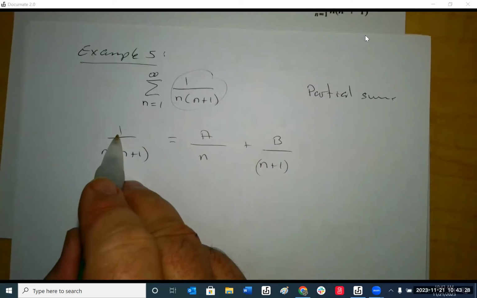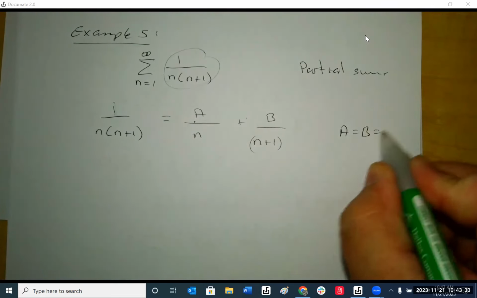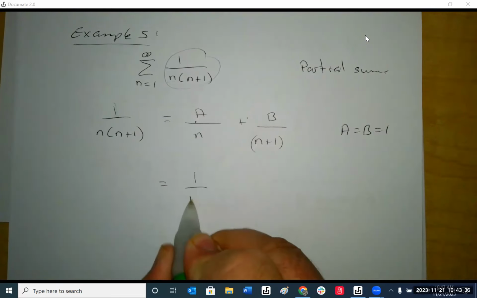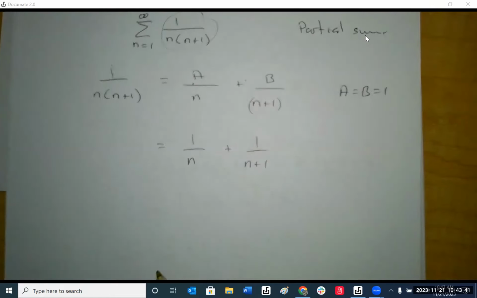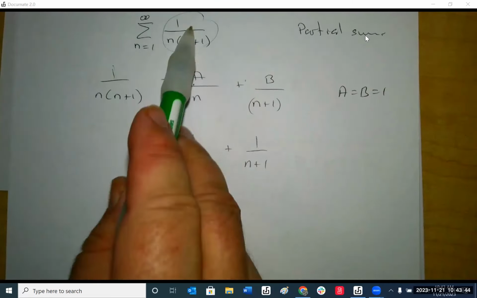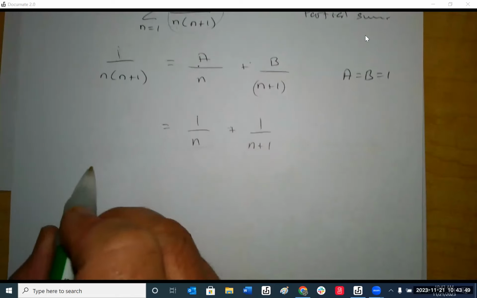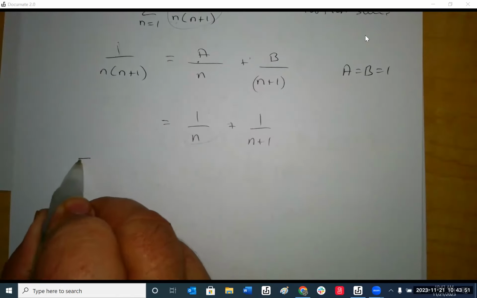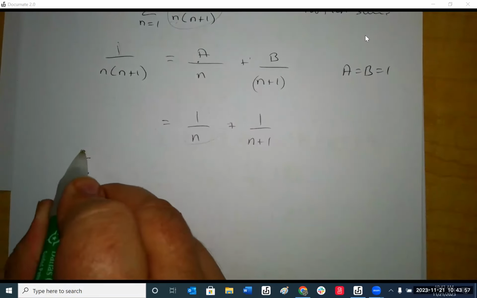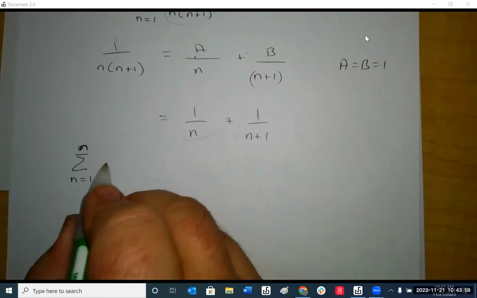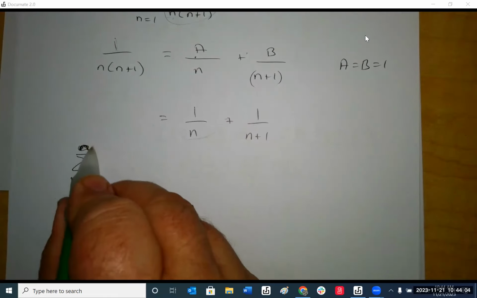And since the numerators are a constant, it's 1, A and B both have to equal 1. So this breaks down into 1 over n plus 1 over n plus 1. So now we know what we break down into smaller ones. Why is that important? Because now, if we're going to find our series from n equals 1 to infinity, or some value n, doesn't matter what size it's going to be. I'll say keep going to infinity.